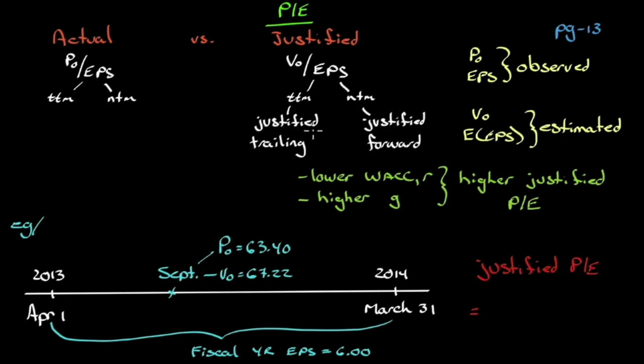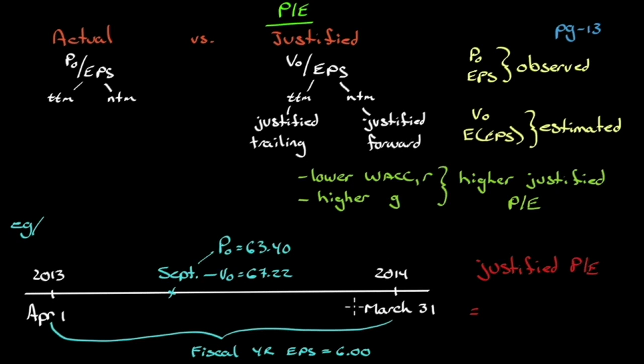In looking at our justified trailing and our justified forward, what drives it? We don't need a formula to figure out what drives it, by the way. A lower weighted average cost of capital, a lower required return on equity, a higher growth rate will result in a higher justified PE, whichever way we're looking at it.